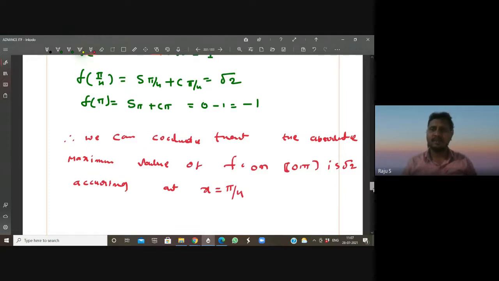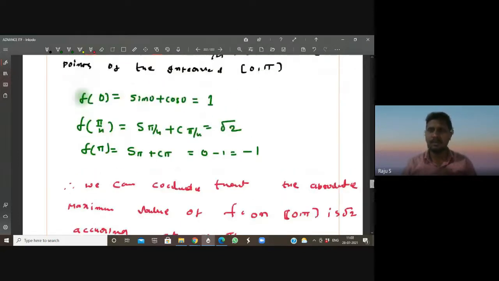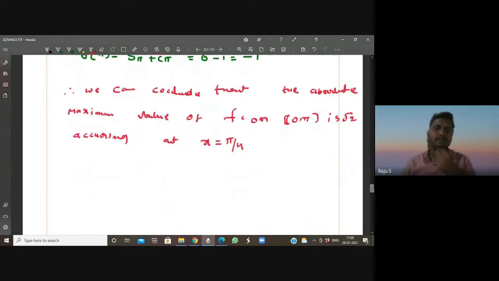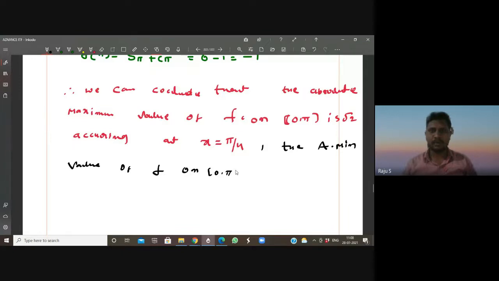In the same way, what is the minimum value? We have written minus 1, occurring at x is equal to pi. The absolute minimum value of f on 0 to pi is, what is the absolute minimum here? Minus 1, occurring at x is equal to pi.